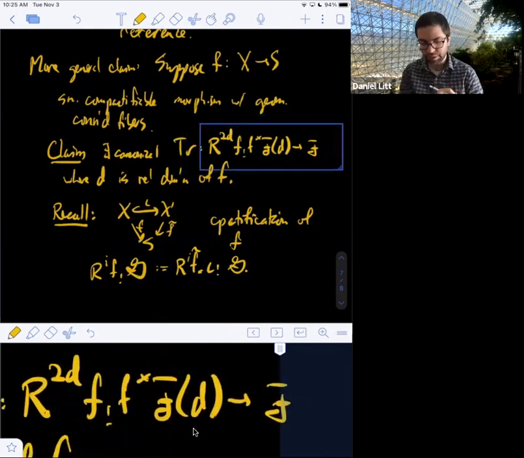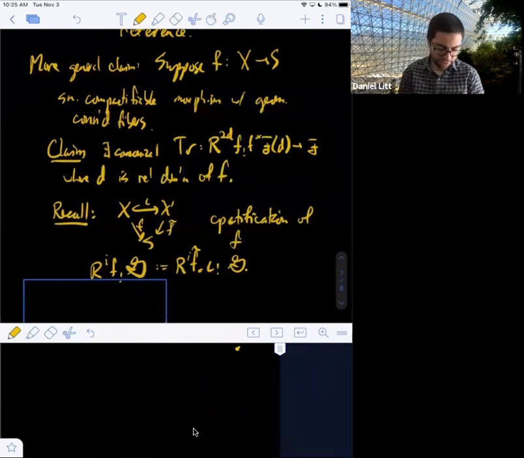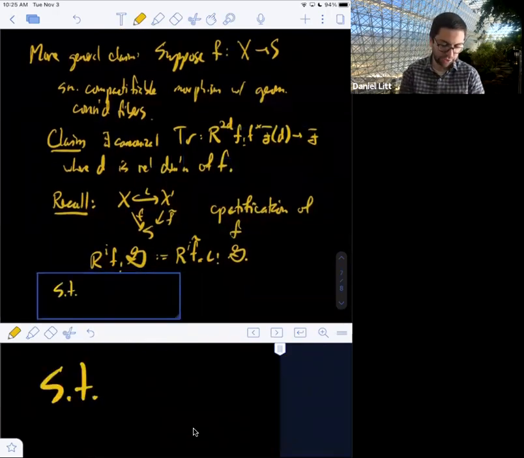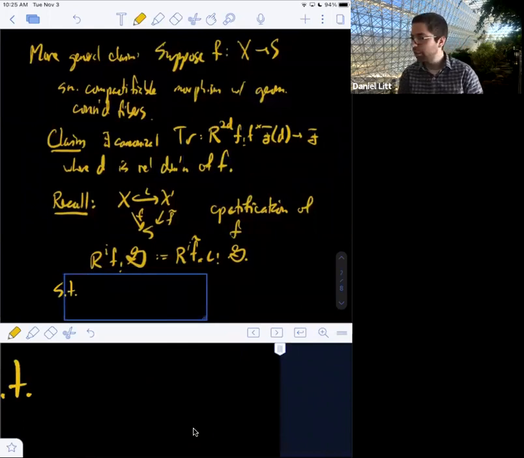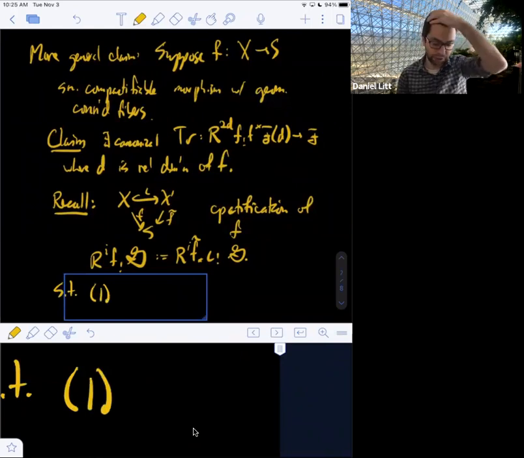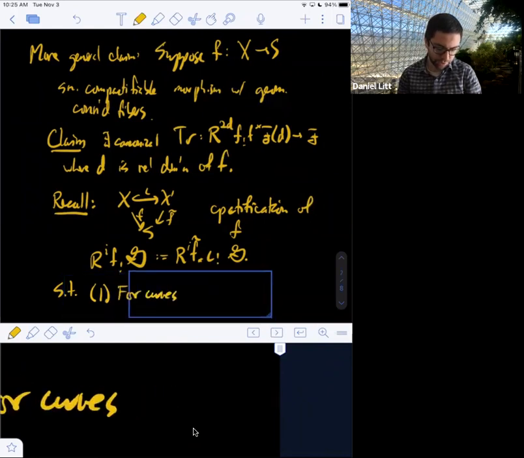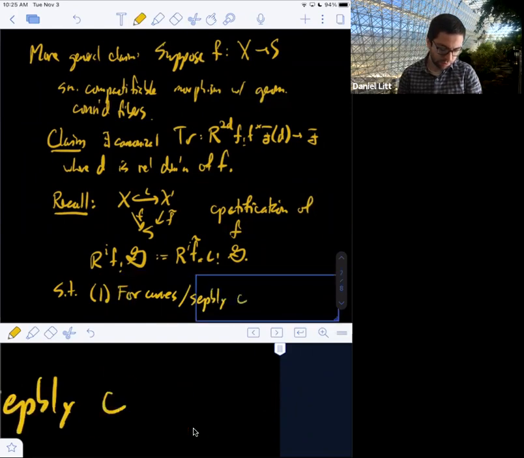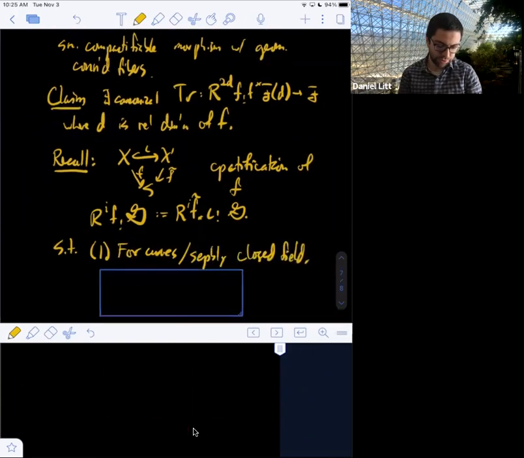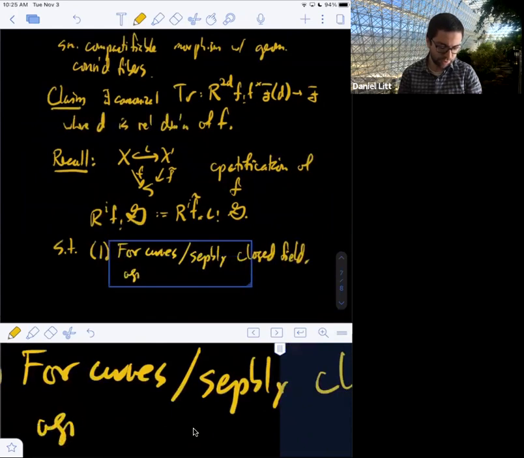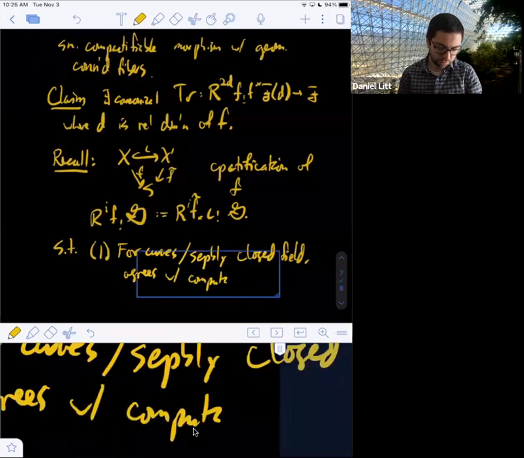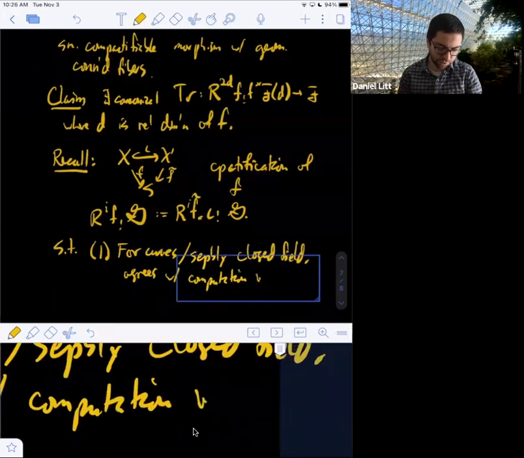So we're going to construct this map, and moreover, it's going to satisfy a bunch of properties. So first of all, for curves over a separably closed field, we've actually essentially already constructed this. So this was implicit. So this agrees with the computation we did earlier.